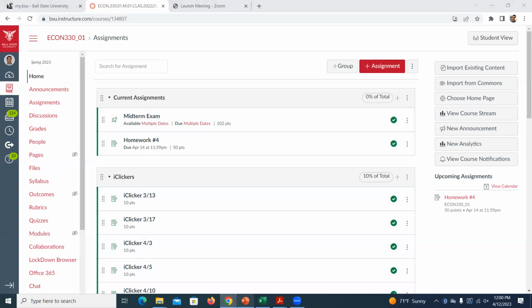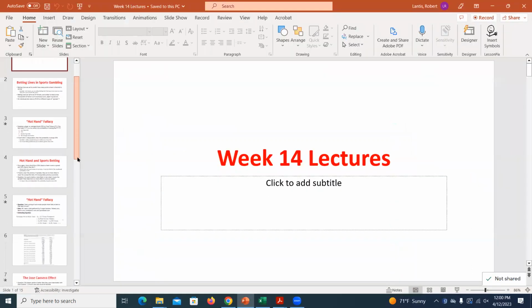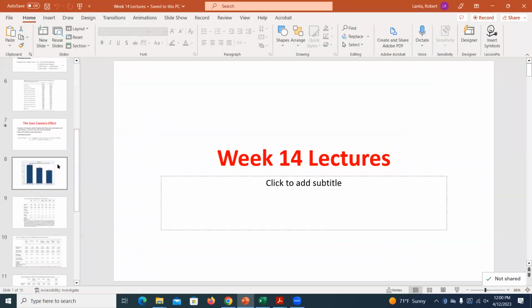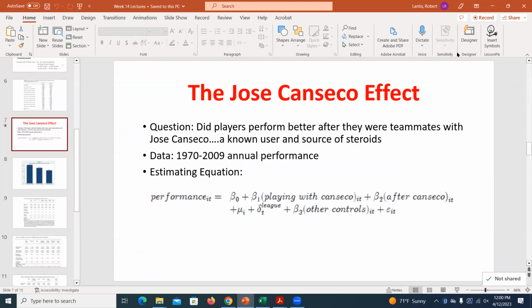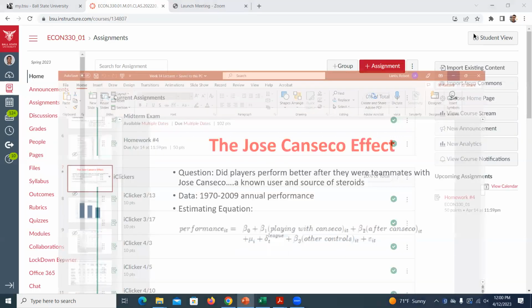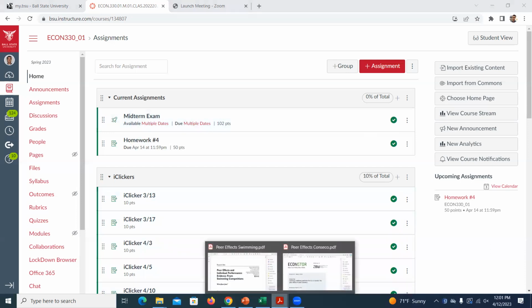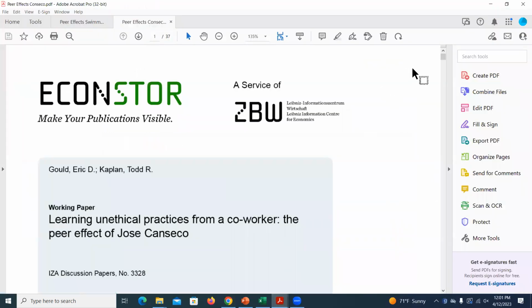Right? So where did we leave off? I'm going to skip all this. So I've got some slides up here, but we're primarily going to be going through some papers here today. And then I'll maybe do a little bit of stuff in Excel. Let's do this one first.